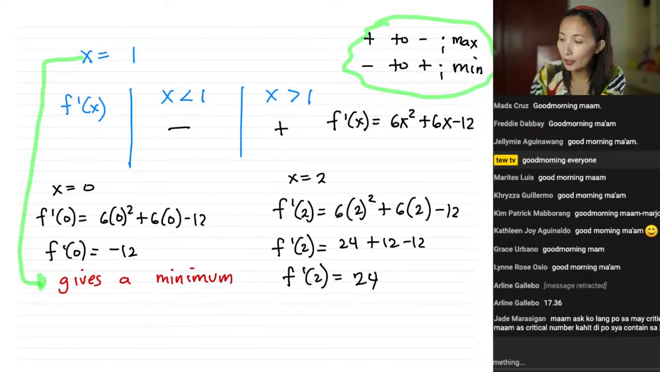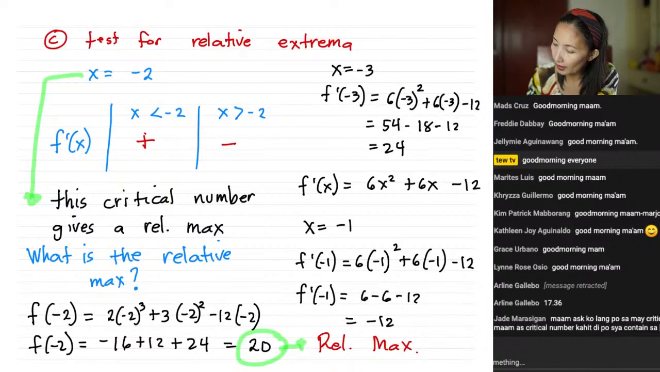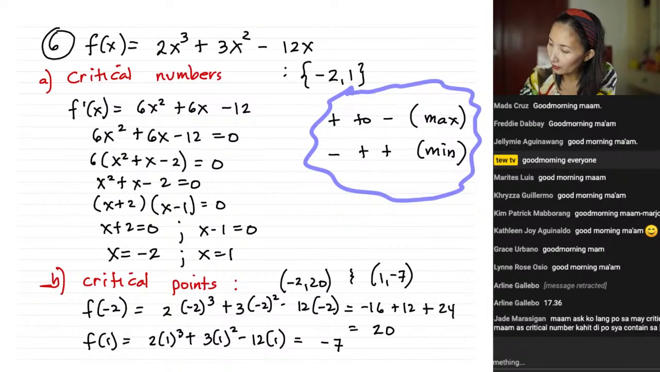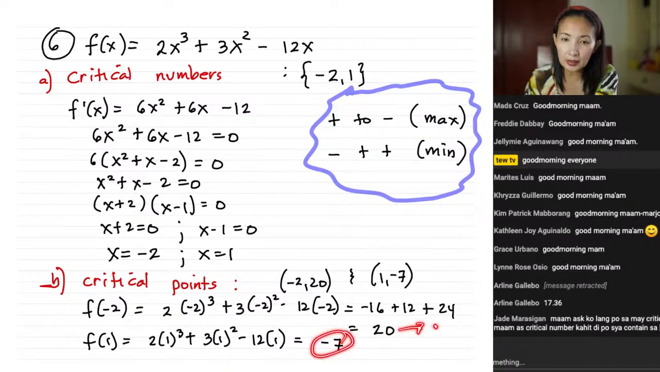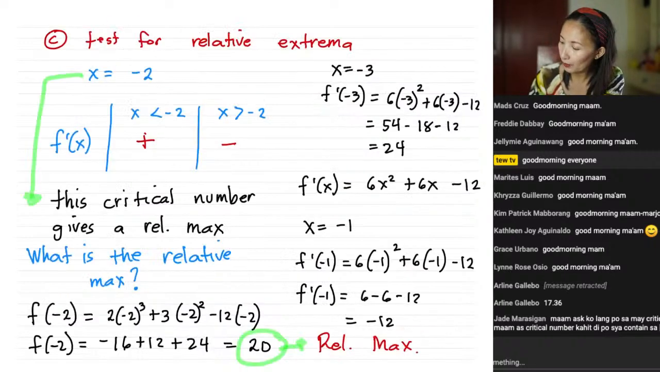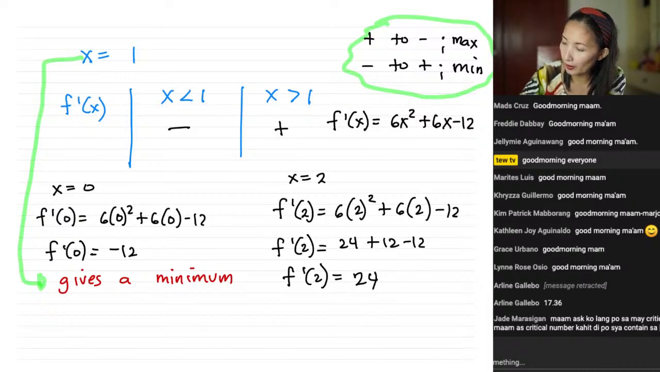That's the value of the function at 1. We did that already and we found out that it's equal to negative 7. It's here. F of 1 is negative 7. F of 2 is 20. This is a relative max and this one is a minimum. Okay? Minimum. We stopped at this part.